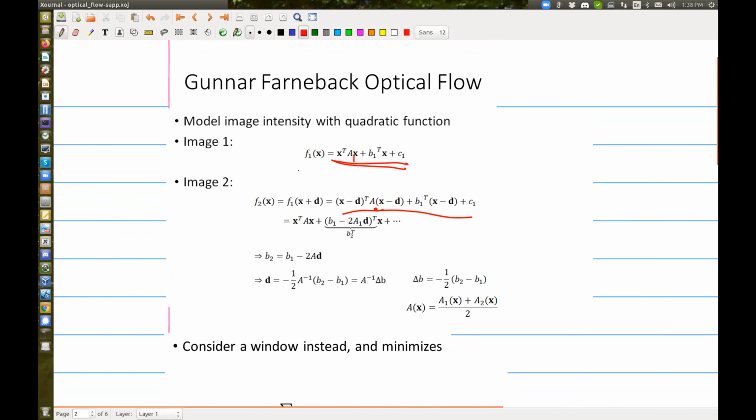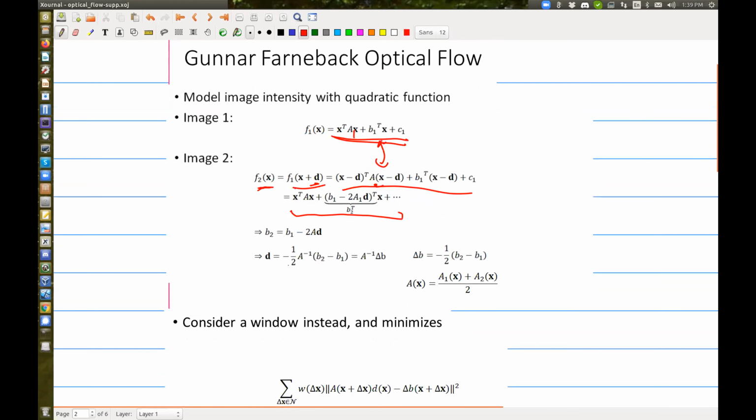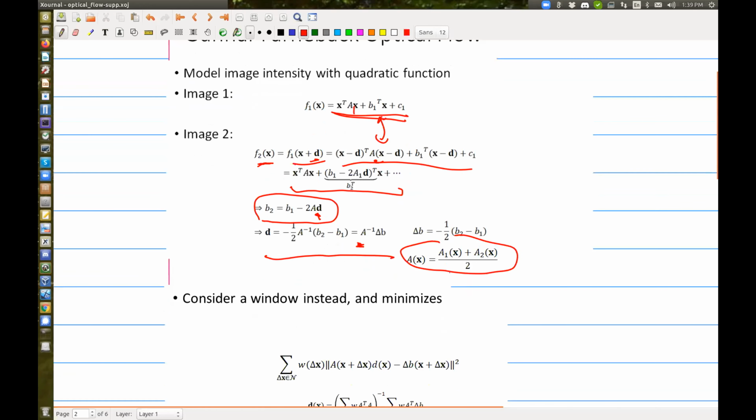After you fit that, first of all, because one of the images is a shifted version of the other one, the first one shifted by d will be equal to the second one, but both of them can be fitted quadratically. So for the second one, if I expand the quadratic function here, I should have B2 equal to this expression here. And therefore we can simply find the shift d, which is just equal to this. And for the A here, we can just take the average of A1 and A2. So, a very simple approach.